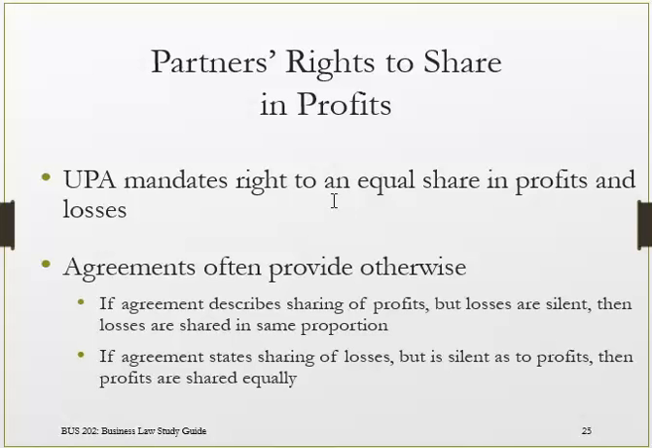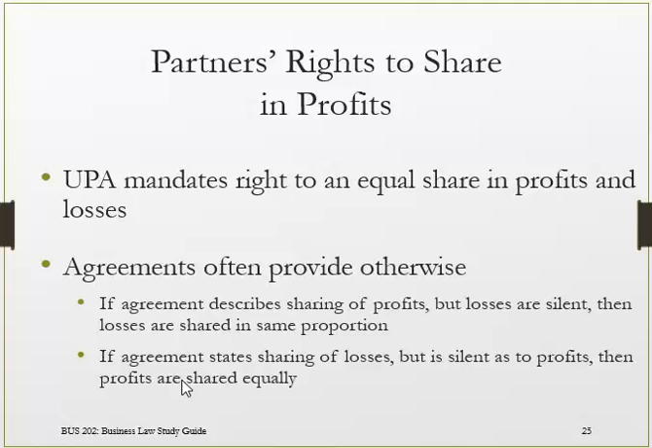And the Uniform Partnership Act mandates, which means says, the right to an equal share in the profits and losses, again, unless the agreements provide otherwise. However, one little caveat is that if the agreement establishes a different profit-sharing arrangement, well, then the assumption is that that will apply to losses as well, and vice versa.